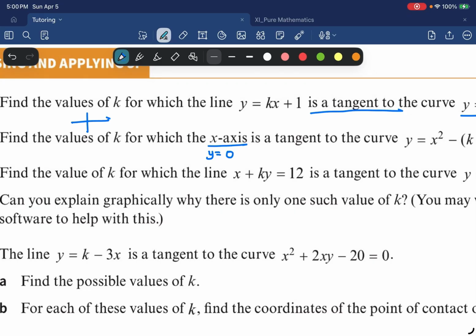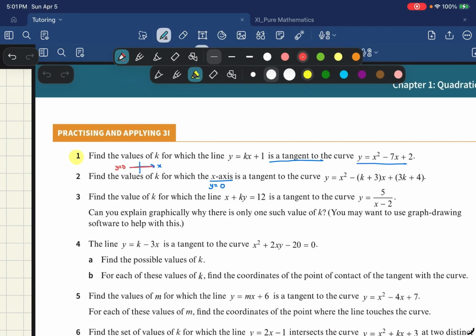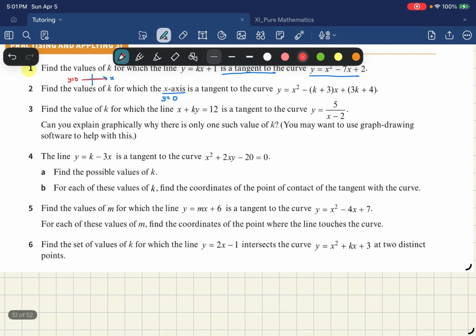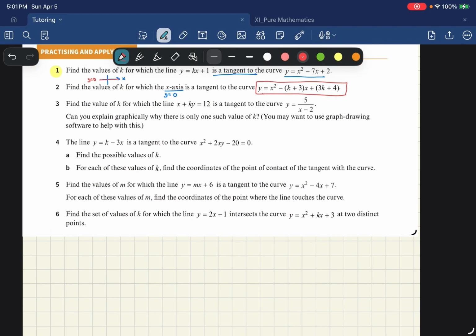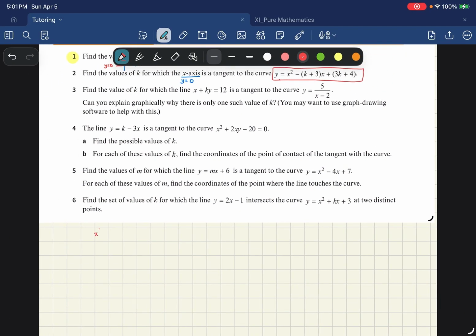Your x-axis looks like this here, and that corresponds to y is equal to 0. So we are going to use this information. If I substitute y is equal to 0 into this equation, I get the equation x squared minus (k plus 3)x plus 3k plus 4 is equal to 0, right?